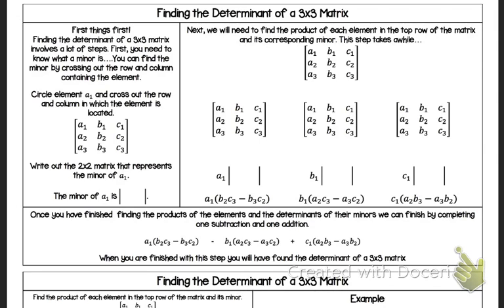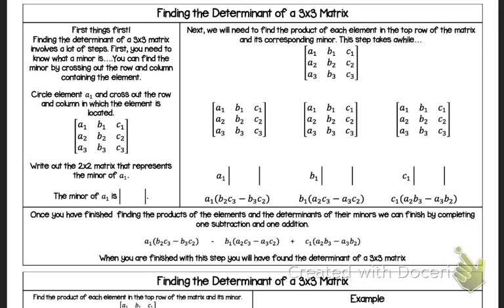So, basically when you're finding a determinant of a 3 by 3, what you need to do is pick a row or a column to work with. Okay, and typically we pick the row or the column with the most zeros in it, or maybe with the simplest numbers in it, because that will actually make things a lot simpler for us.